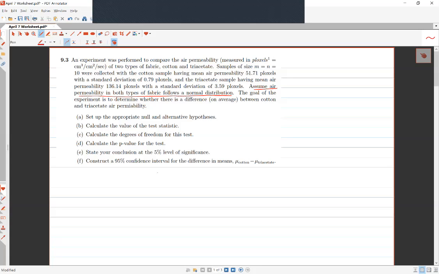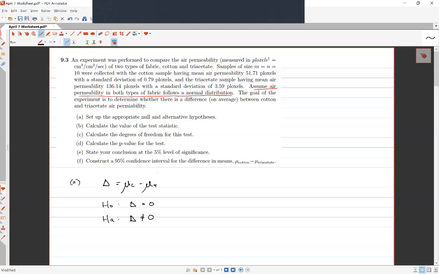If you read that last sentence, it just says the goal is to determine whether there is a difference or not between the two. So it's not specifying a size of the difference. It's not giving you any directional information. That just means when you set up your null and alternate hypotheses, if we define delta to be the difference, the mean air permeability of cotton minus the mean air permeability of triacetate, then our null hypothesis is that the mean difference is 0, and the alternative is that the mean difference is different from 0.